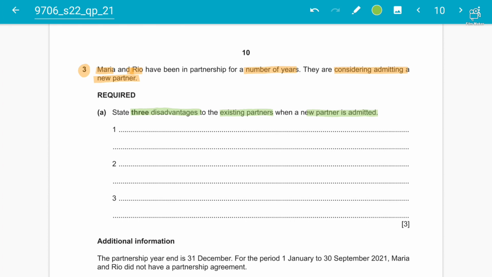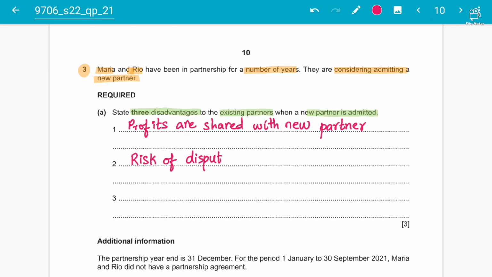But if we talk about the drawbacks, the disadvantages, we need to understand that if a new partner is admitted, the main thing is that profits are going to be shared. So that is the main problem. You can write like this: profits are shared with the new partner. Similarly, the other important point is that the more people that come into a partnership, the more common issues arise. There is a risk of disputes and disagreements. So one partner not agreeing with the other. Okay. So this is another concern here, the risk of disputes and disagreements.